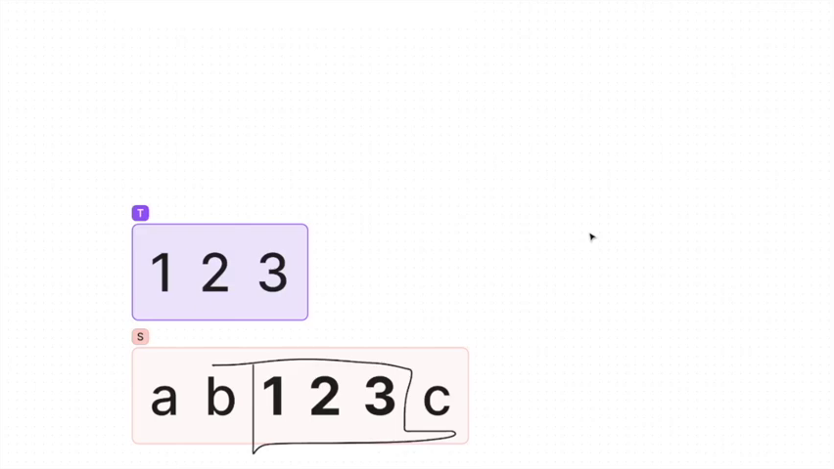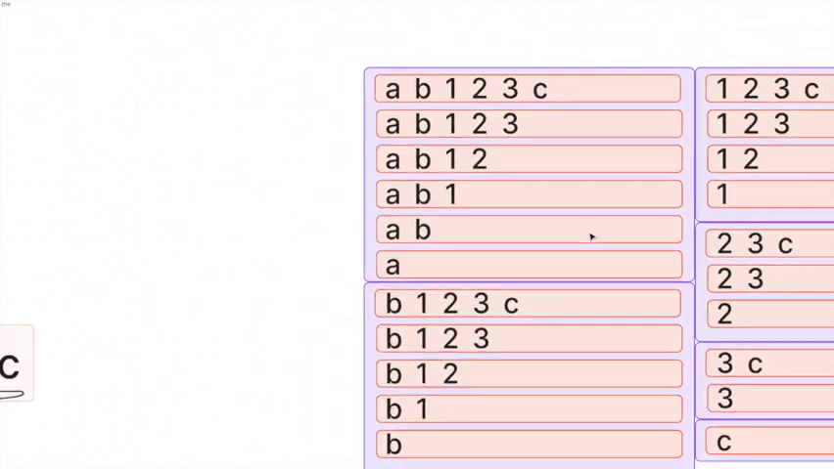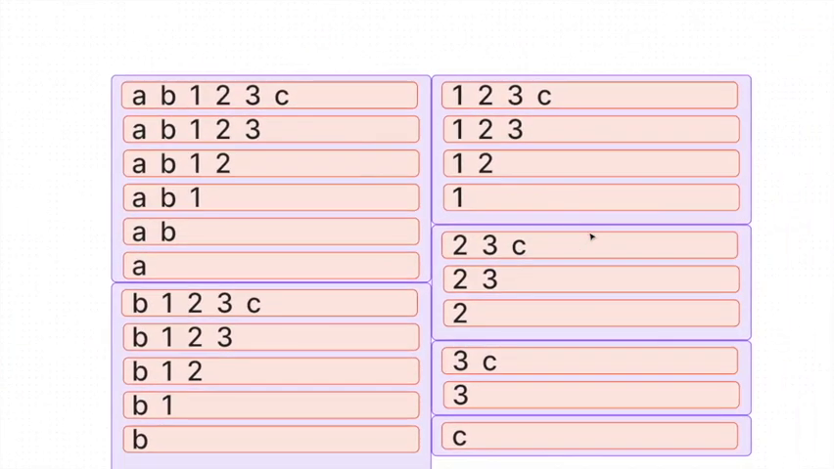How would that look? Let's take a look at an example where S is equal to AB123C, and T is equal to 1, 2, 3. So if we generate all of the substrings of AB123C, it would look a little something like this. And out of these substrings, we want to identify the minimum window substring of S that contains all of the letters in T. So first off, let's identify the ones that have all of the letters in T, the ones that have 1, 2, 3 within them. Just go ahead and mark them with a thumbs up. And the rest do not.